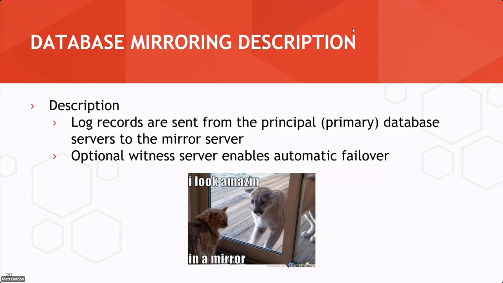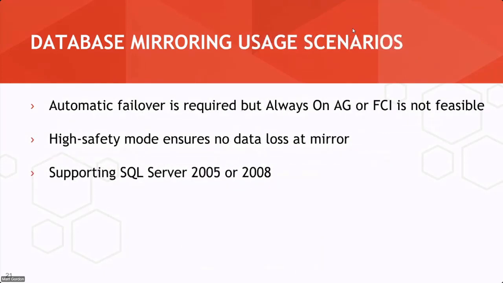It works very similarly to log shipping, like we just talked about, except it's not taking transaction log backups. It's really taking blocks of the log and then shipping those, mirroring those, whatever terminology you would want. You can set up a witness server to give yourself automatic failover. What are scenarios that you might want to see this? If you absolutely require automatic failover, but Always On availability groups or Always On failover cluster instances are not feasible, then you could use this, but think long and hard about why you'd want to do that.